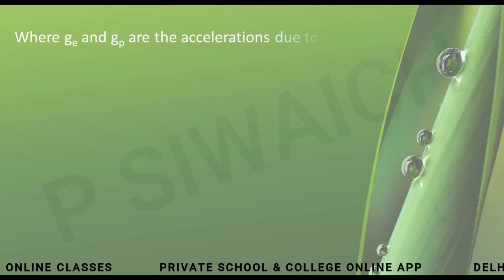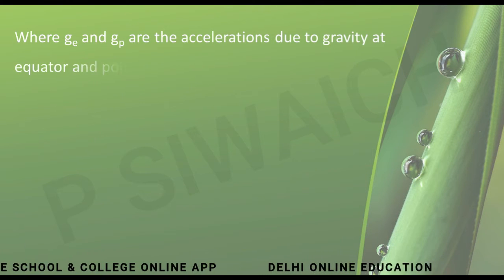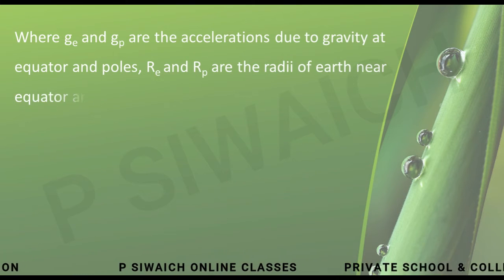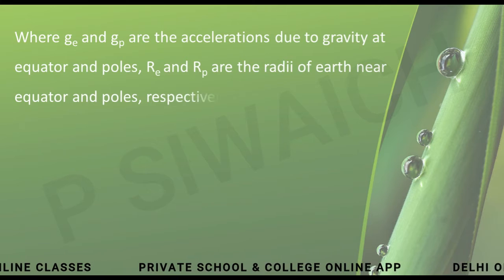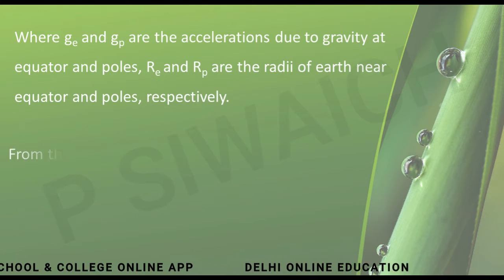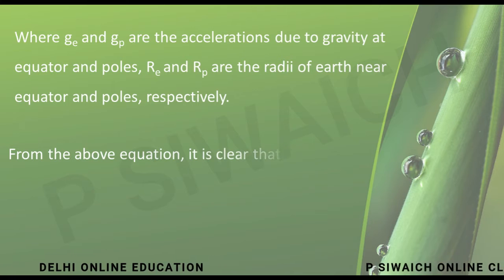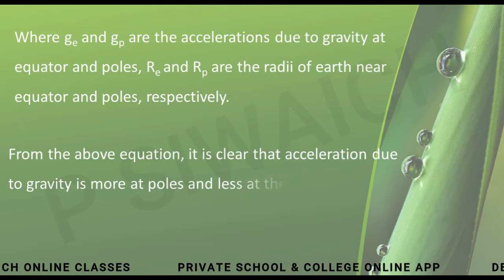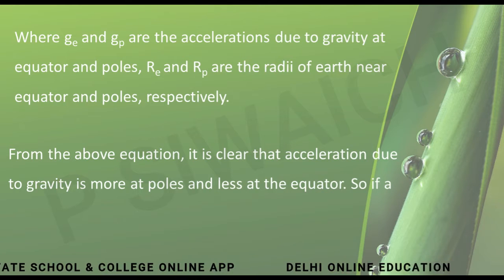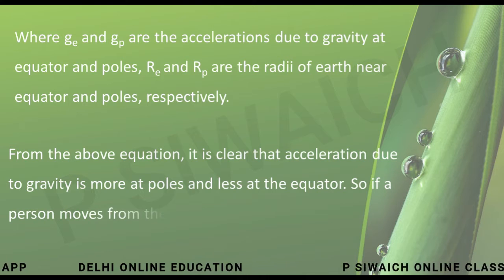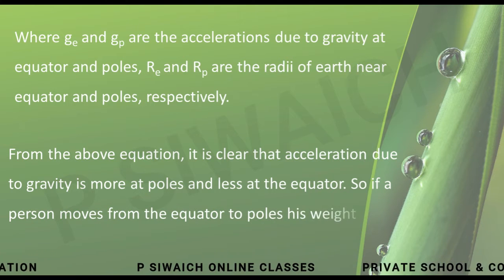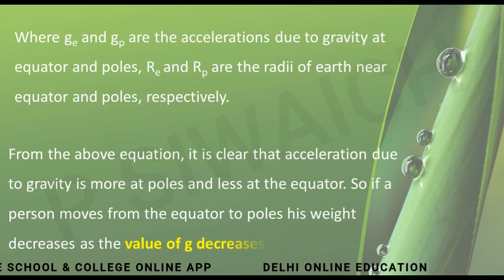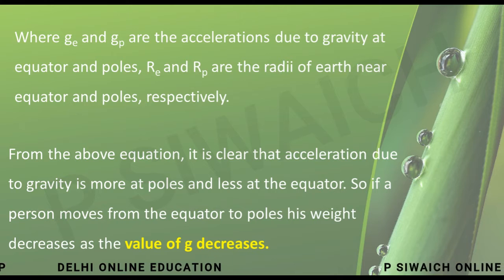Where Ge and Gp are the acceleration due to gravity at the equator and poles, and Re and Rp are the radius of the earth near the equator and poles respectively. From the above equation, it is clear that acceleration due to gravity is more at the poles and less at the equator. So, if a person moves from the equator to the poles, his weight increases.